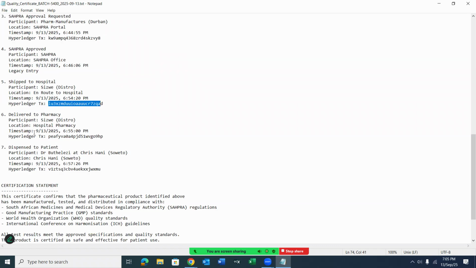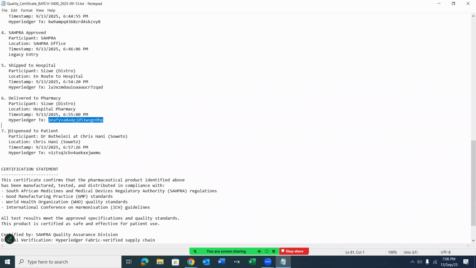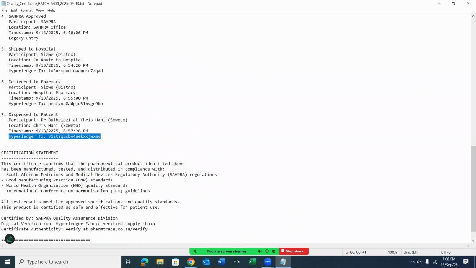And then now again it was delivered to pharmacy. The participant there is Sizwe, who delivered the information from this company. Then the hospital pharmacy is the location where it was delivered. Then that information, the blockchain also produced the hash or generated the hash for that information. And then it was dispensed to a patient by Dr. Buthelezi at the Krizani Hospital in Soweto. Then the blockchain at the end hashed that information. And then now another important information in closing.